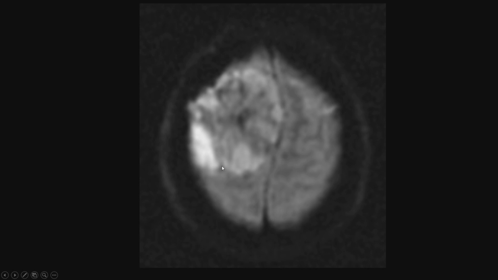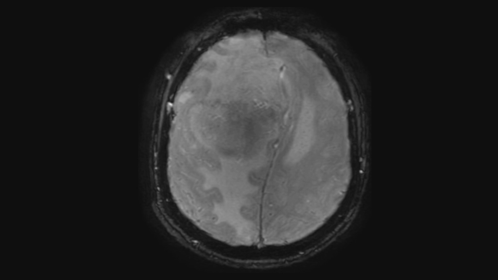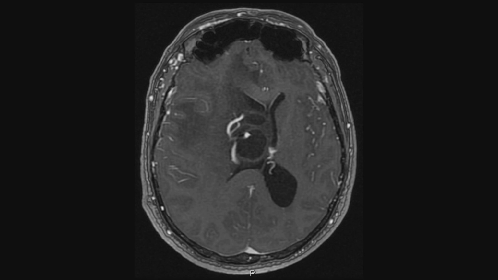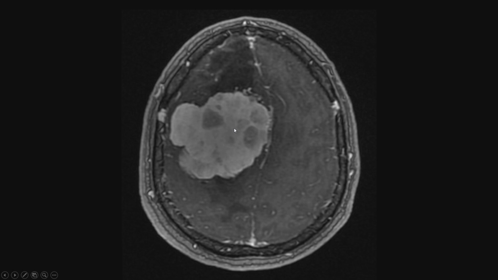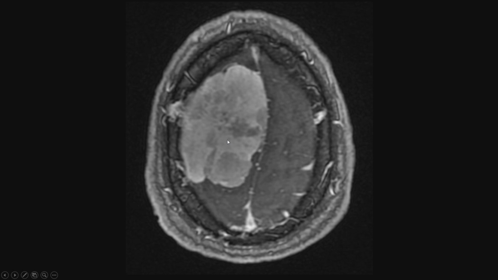In the SWAN sequence, no bleeding areas are observed in either calcification. In the contrast sequence, we corroborate the vascular origin of the flow voids. The mass has a great enhancement of its solid component. However, the enhancement is heterogeneous secondary to the cystic and necrotic areas.